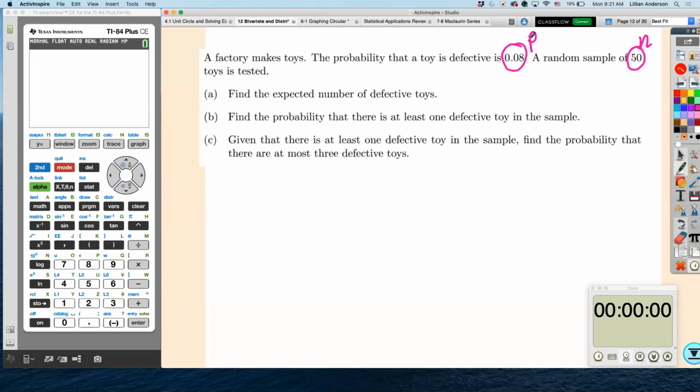We're asked to find the expected number of defective toys. Expected number. Expectation. We find expectation by doing what? It doesn't change depending on the distribution.